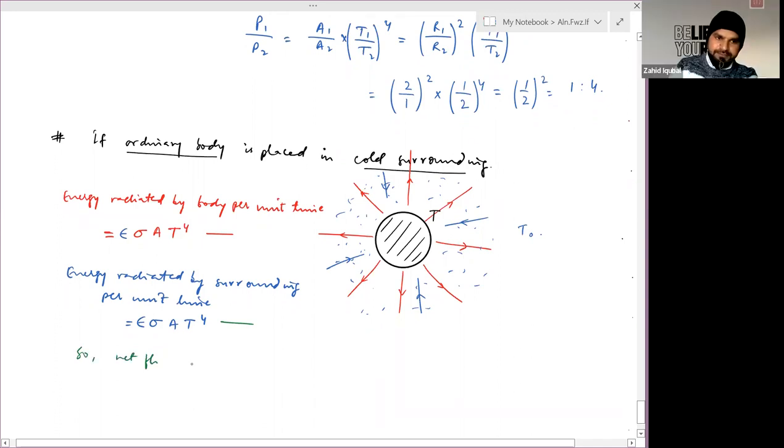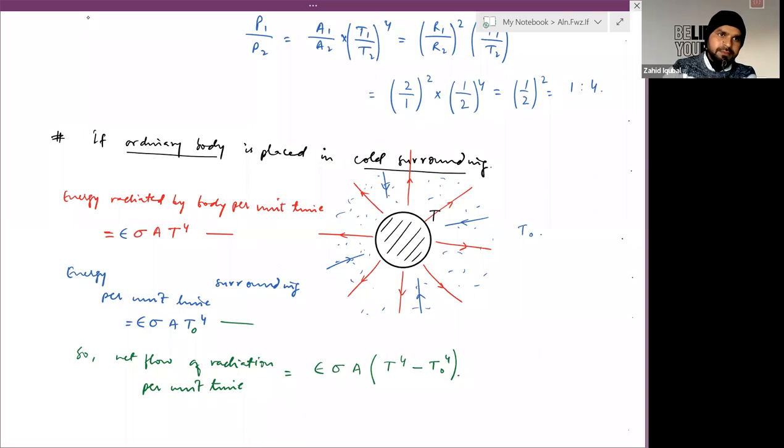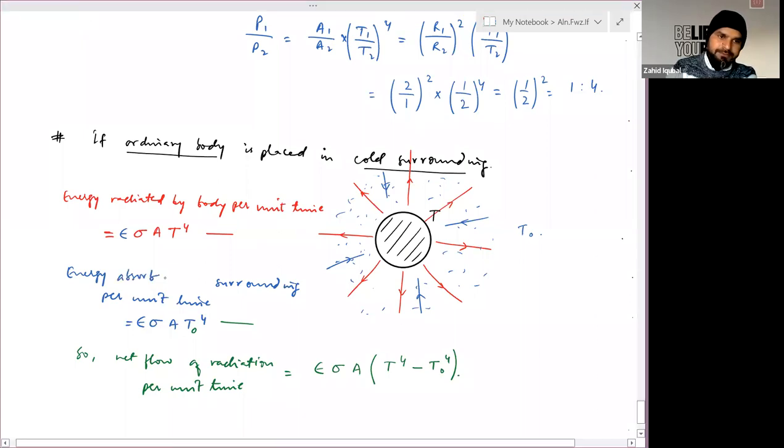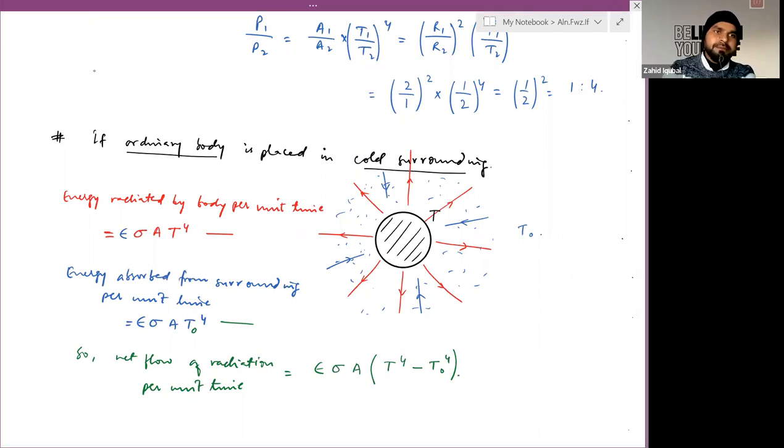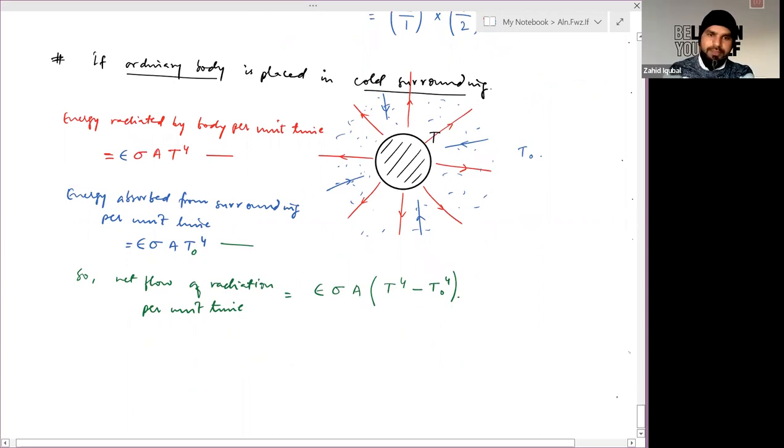So the net flow of radiation per unit time will be equal to sigma epsilon A, being common, times the temperature of body to the power 4 minus the temperature of surrounding to the power 4. That is, energy radiated minus energy absorbed from the surrounding per unit time. So this is the net flow of radiation from the body to the surrounding per unit time.